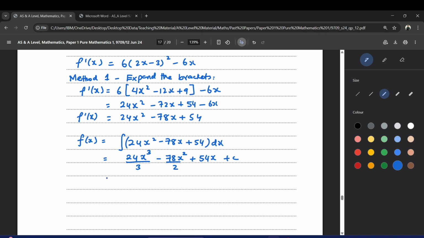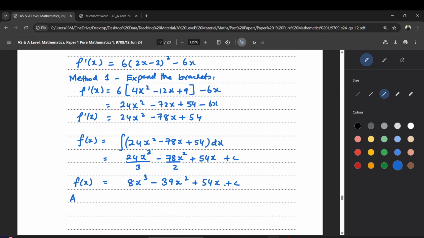Okay, simplify this. 24 upon 3, that would be 8x cubed, minus 78 upon 2 is 36, is it? 78 divided by 2, sorry, 39. 39x squared plus 54x plus c.